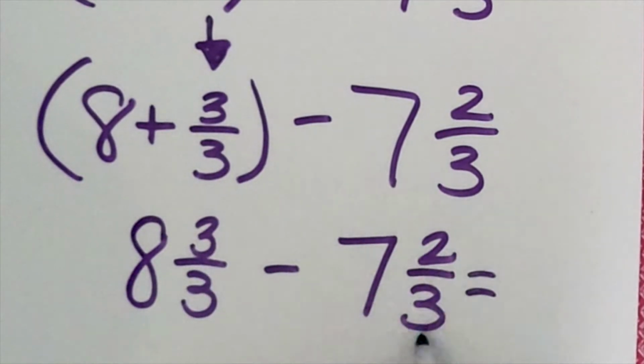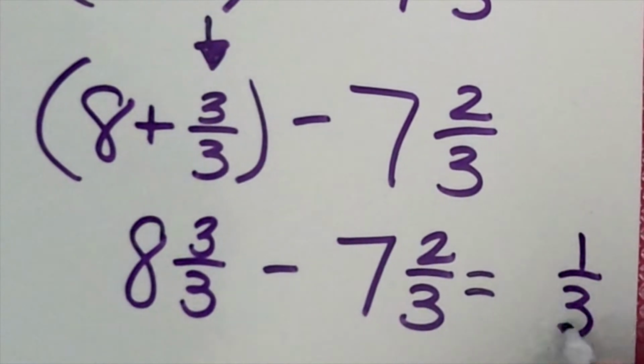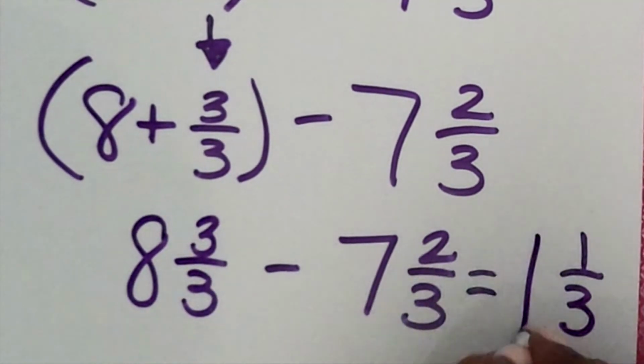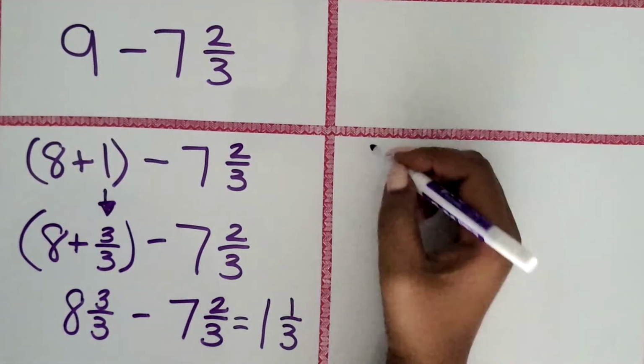3/3 minus 2/3 equals 1/3. 8 wholes minus 7 wholes is 1 whole. So our difference is 1 and 1/3.